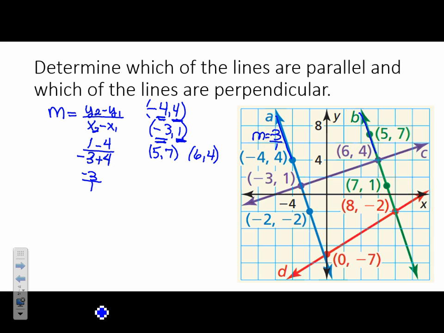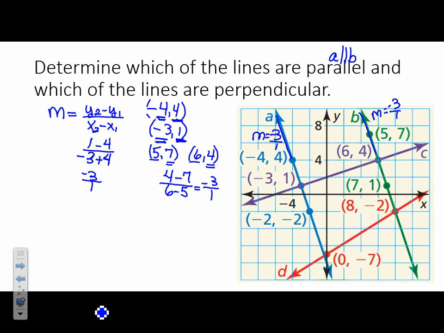Okay, here's our second one. y2 minus y1 over x2 minus x1. What's 4 minus 7? -3. What's 6 minus 5? Are they parallel? Yes. This one also has a slope of -3 over 1. Okay? So we found a pair of parallel lines. A parallel to B.